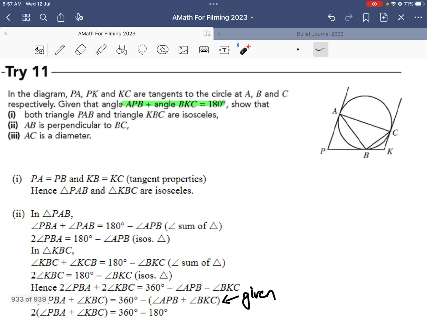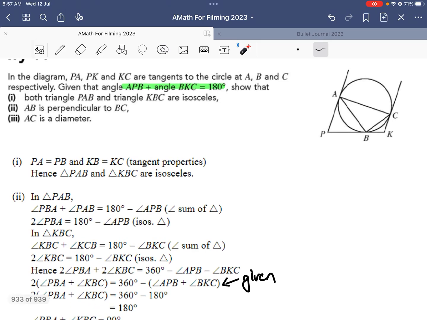Now, in part 2, what I want is to show that AB is perpendicular to BC. So what I want to show is that this angle here is 90 degrees. This one takes a bit of explaining, but never mind. Let's do this together. First and foremost, this angle PBA plus PAB is equals to 180 minus this angle. Basically, if this angle and this angle together is equals to 180 minus this angle over here, angle sum of triangle, which I wrote here.